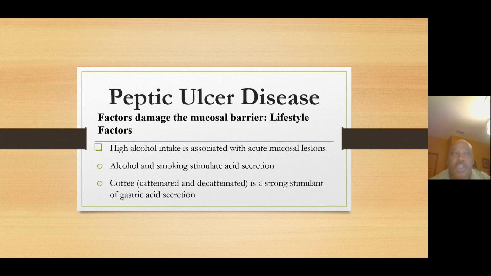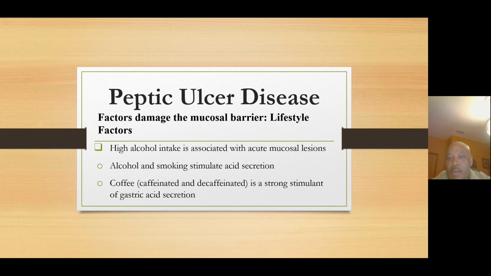Same thing with alcohol. Just the fact that you know these are some of the factors that contribute to mucosal barrier compromise, you know this will be a part of your teaching, and that is a reduction in alcohol intake. Now, alcohol and smoking also stimulate acid secretion. And again, the more acid, the more you're exposing the gastric mucosa to this acid, which can eat into that barrier.